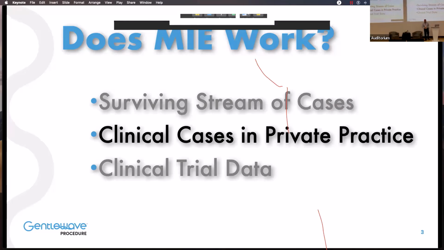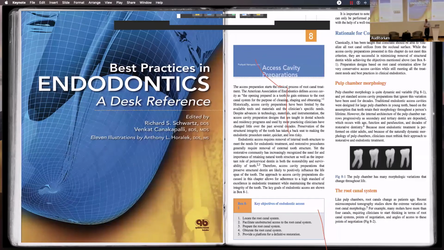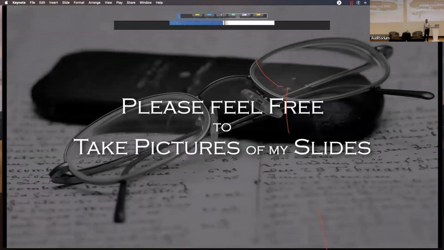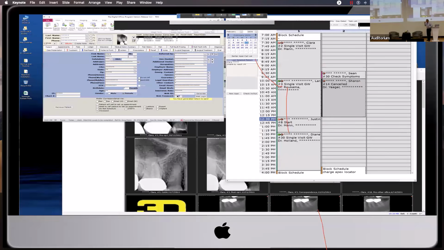So we're going to talk about cases. Most of the stuff in terms of the techniques that we're talking about, in terms of access and shaping and instrumentation, most of those are covered in best practices. This is all pre-GentleWave, but the concepts are all pretty well laid out there that many of us have contributed to. Because I had to generate some new art for this stuff, we're actually going to look at cases from last Thursday, because we just got these files. So we've been using them for a couple of months. So this is all what we're going to call process outcomes.